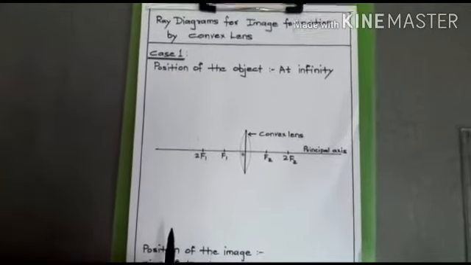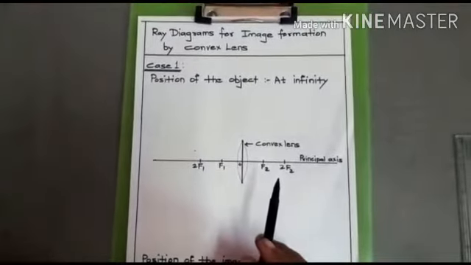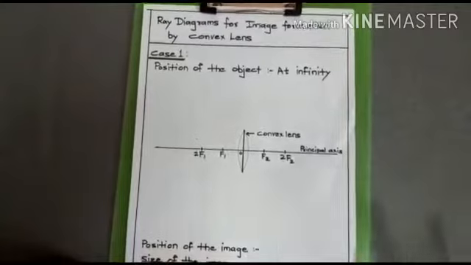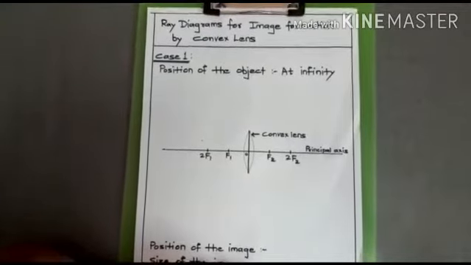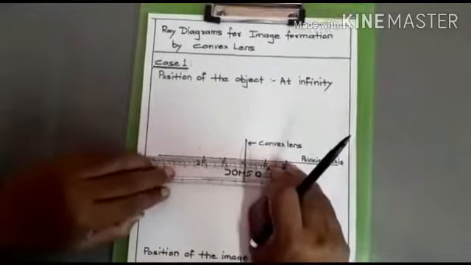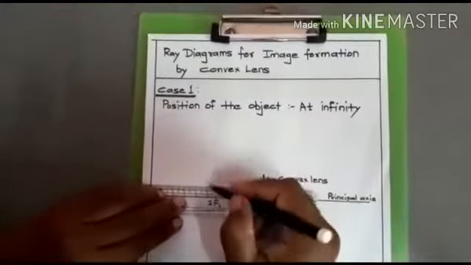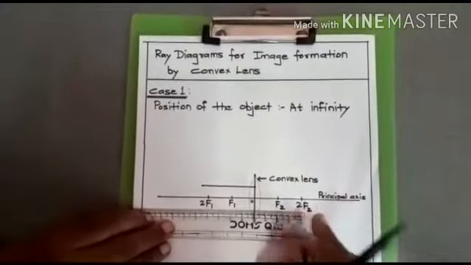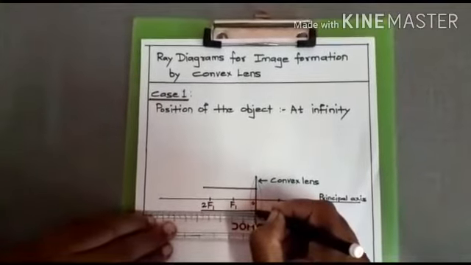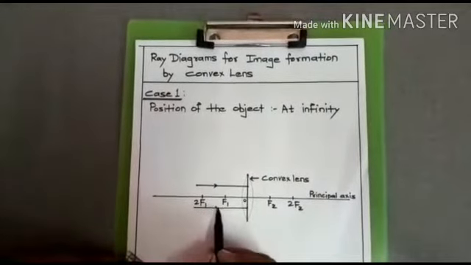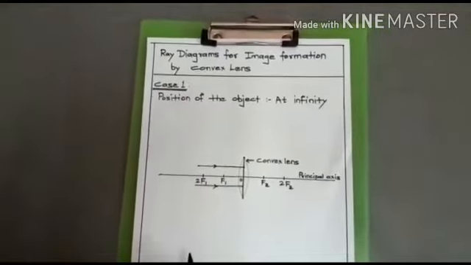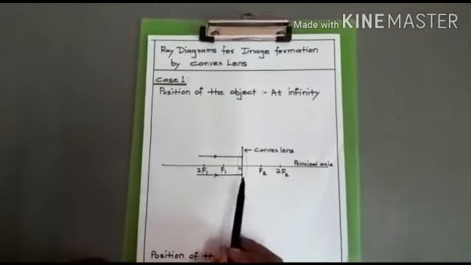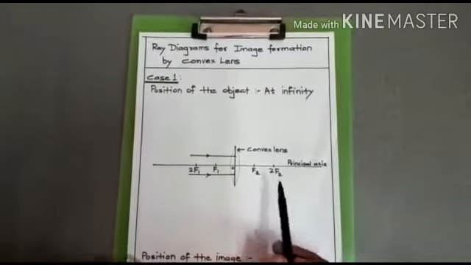Case 1. Position of the object at infinity. Since the object is at infinity, the incident rays are parallel to each other. They are parallel to the principal axis also. So these rays are parallel to the principal axis. We use rule 1. When the incident ray is parallel to the principal axis, the refracted ray passes through the principal focus.